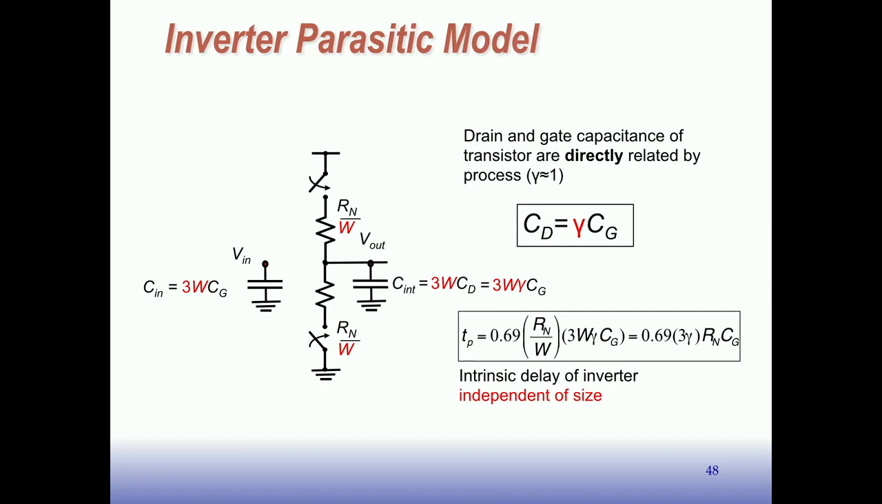And then you can see the W's cancel out, which says that the intrinsic delay, the delay of this inverter without any load, is independent of the size of the inverter. When I say size of the inverter, I mean the width of the transistors, which is kind of interesting. So we get to this point. This is, as I said, the intrinsic delay of the inverter. This is the delay of an inverter without any load capacitance.